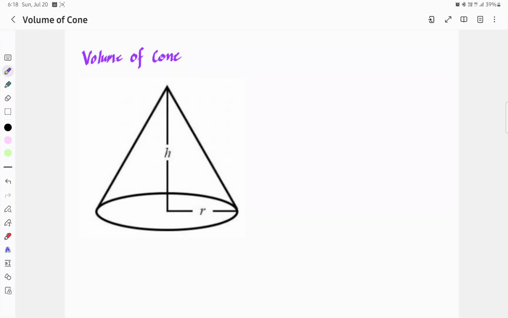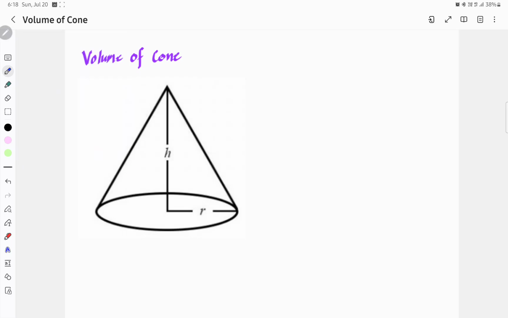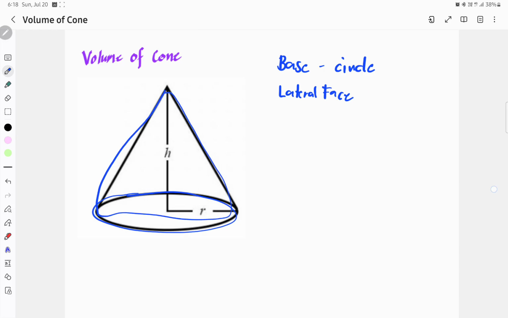In this video, we're going to discuss the volume of a cone. Now, when we talk about volume of a cone, we look at it in a way that the base is a circle, and this is now the base, as you can see, and then the lateral face is this one, which is composed of the radius and then the height.